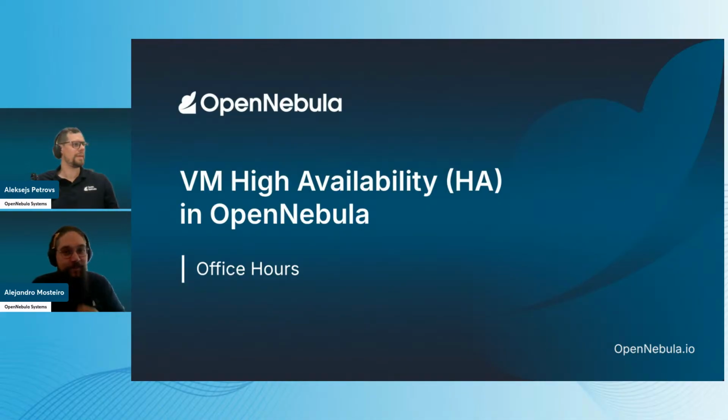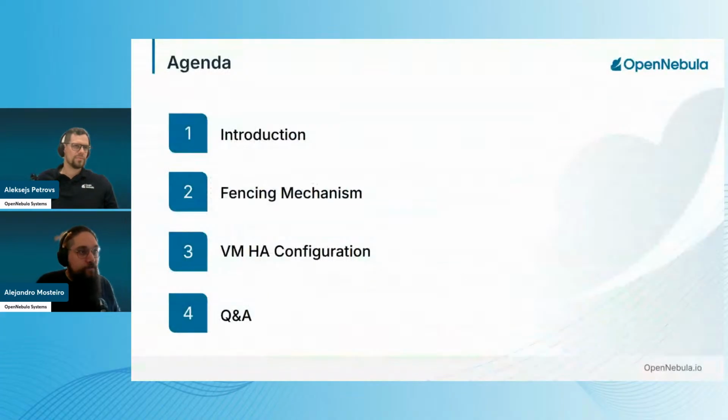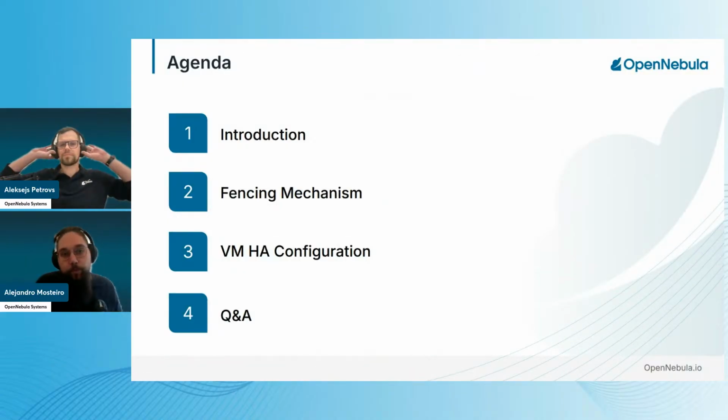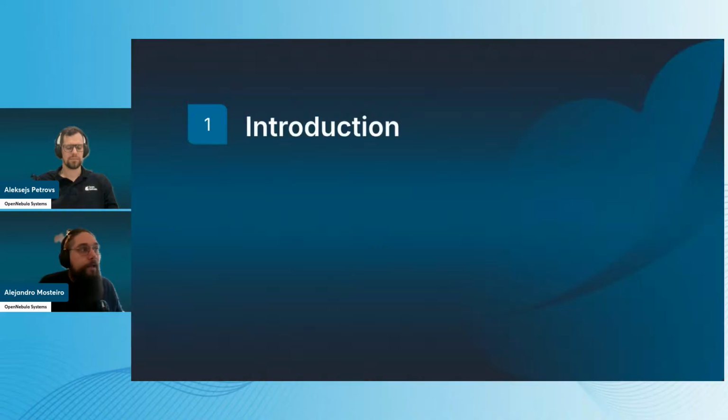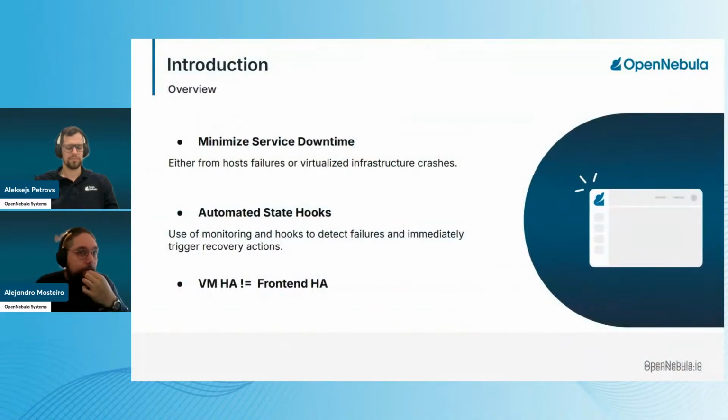Okay, thank you, Alex, for the introduction. So let's jump into the introduction then. Today we will go through what virtual machine high availability is in OpenNebula and why we should use it if possible. And then I will explain how we use the fencing mechanism and how we can configure this in an OpenNebula cloud. So to begin, an overview about what VMHA is in OpenNebula.